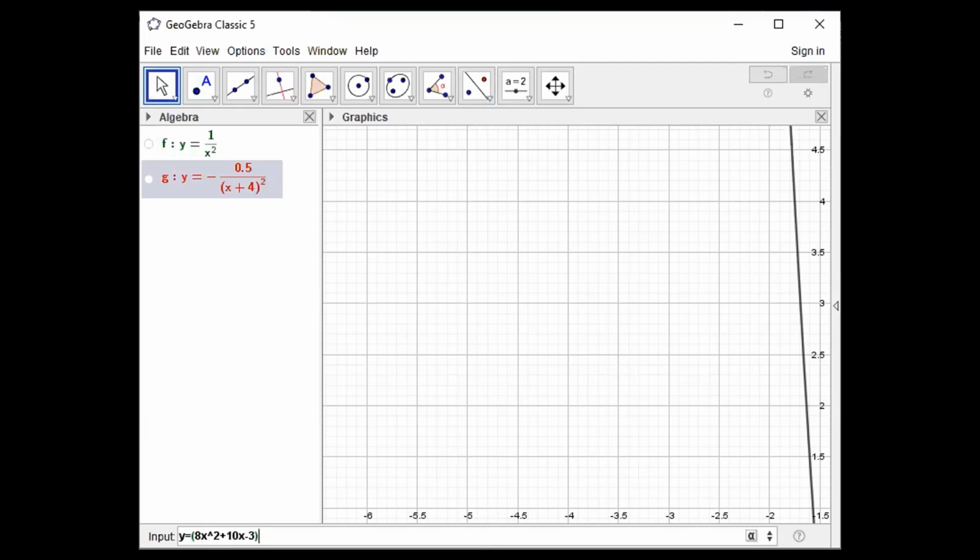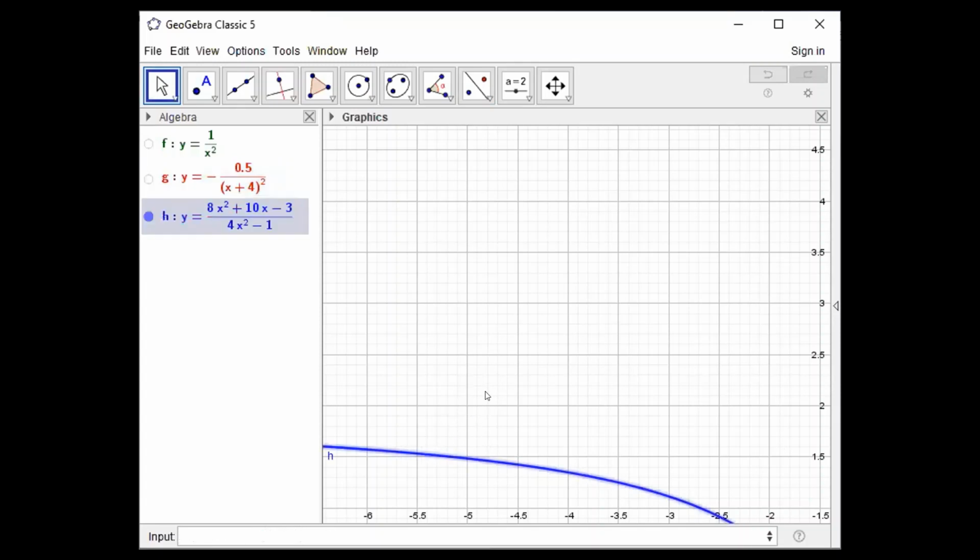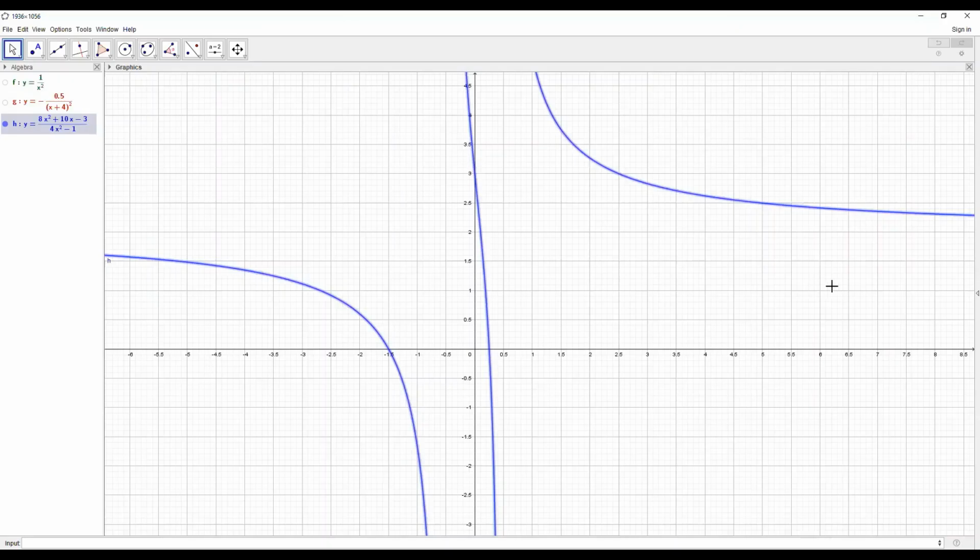And then I'm going to take that and divide it by, again, parentheses, 4x² − 1. So 4x² − 1, close the parentheses, and there we get our picture.